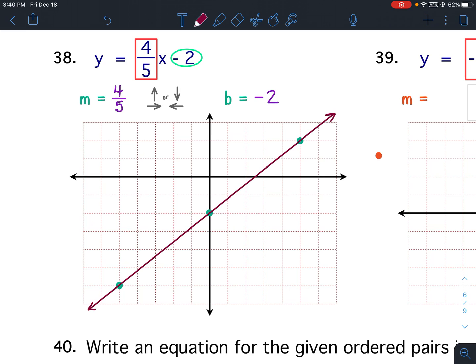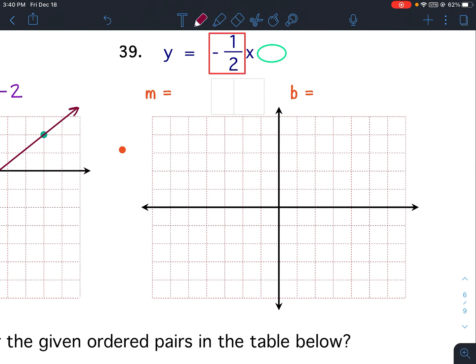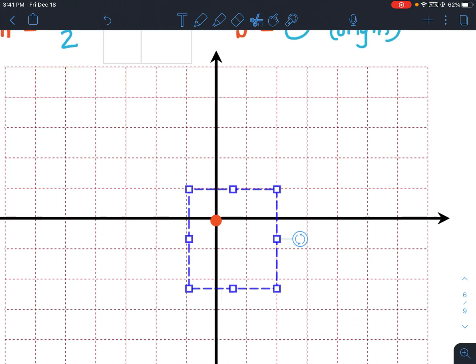All right, 39. My slope is -1/2. Watch where I put the negative. I'm going to put it up with the 1 in the numerator. And then my y-intercept. Well, notice how there is nothing after the x? That means my y-intercept is 0, which means this is going to start at the origin. Write that down. So I'm going to put my first point at the origin.